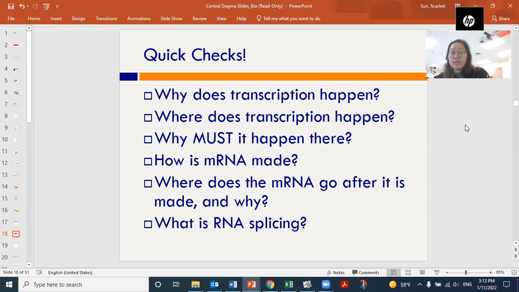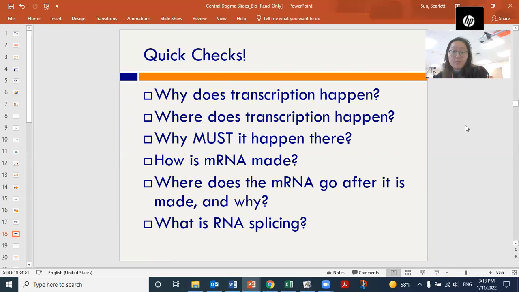Okay, so why does transcription happen? Well, DNA's got to end up making some proteins, right? So the first step is you got to send a message because the DNA can't leave. Where does it happen? Well, DNA is in the nucleus and it's not leaving anytime soon. So obviously transcription happens in the nucleus. Why? That kind of answers the third question, honestly. The third question says, why must it happen there? It's because DNA is there.